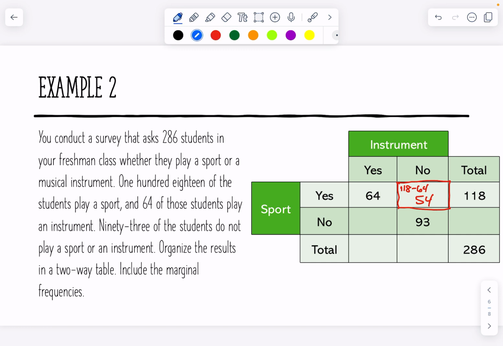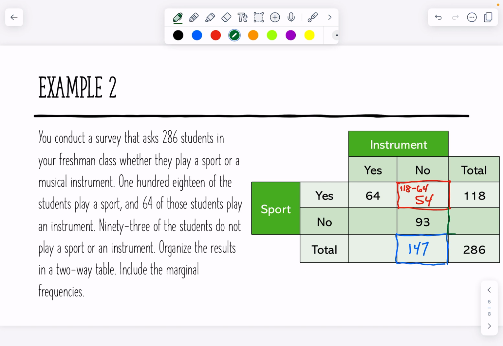From there, I'm actually going to find this one. I don't necessarily have to go in this order, but I could either find this one or I can find this total over here. I'm going to just take the two joint frequencies, 54 and 93, and add those up to get my total of that no column to give me 147.